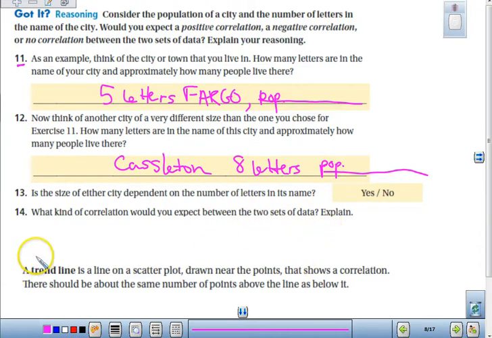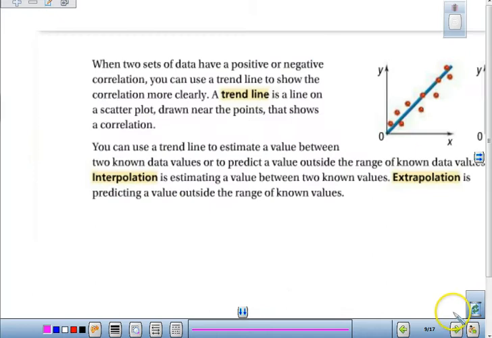Now, what is a trend line? A trend line is a line on a scatter plot that you draw near the points to show the correlation. There should be the same number of points above and below that line. So when you are looking at this, make sure you have this definition written back on those definition pages.